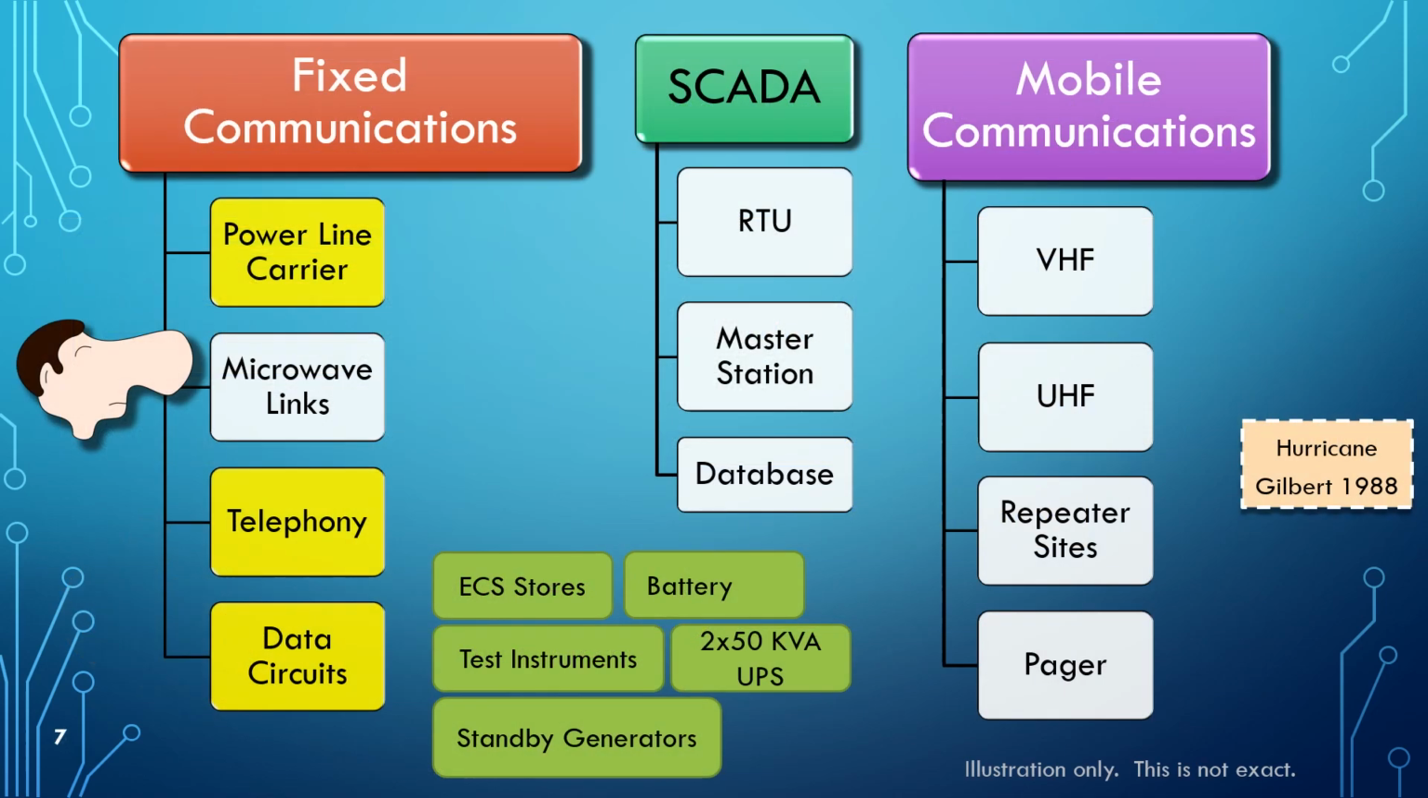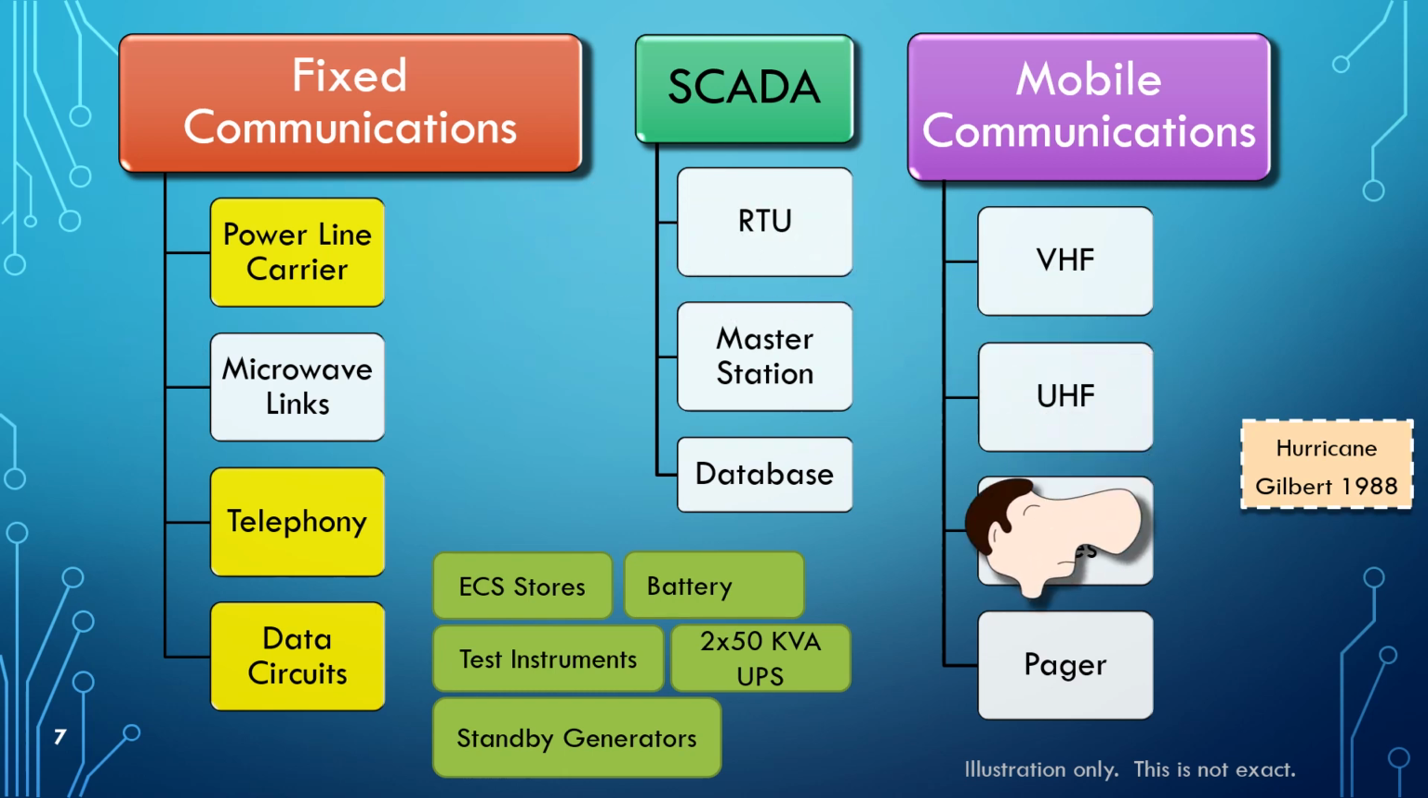The ECS department in the 1980s was divided up into about 3 different areas: fixed communications, SCADA, mobile communications. My primary jobs were in the power line carrier systems, telephony systems, data circuits. But I stuck my nose into every other area, almost, because I wanted to learn the systems end to end.